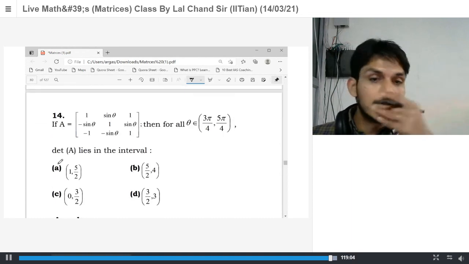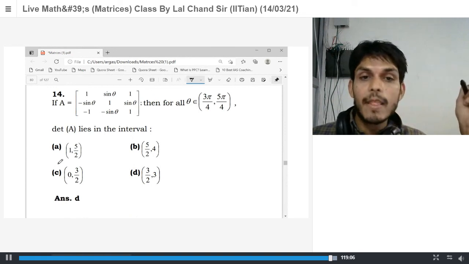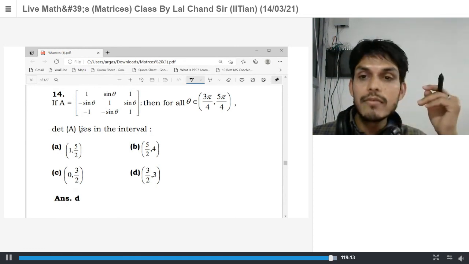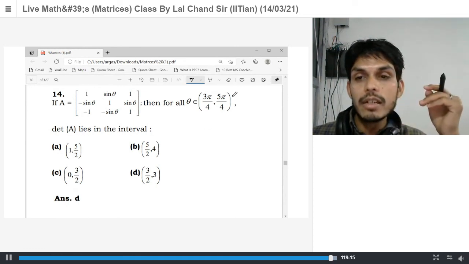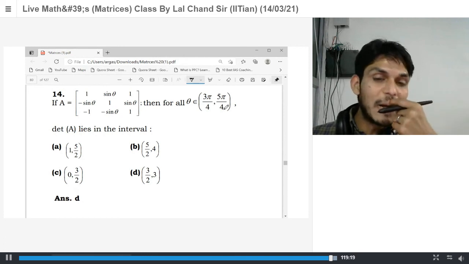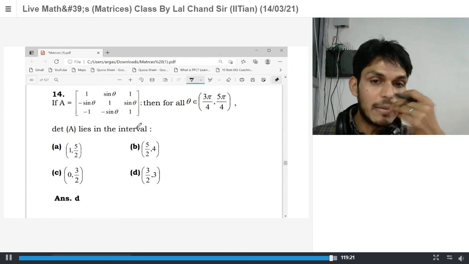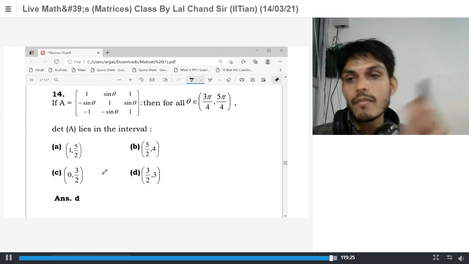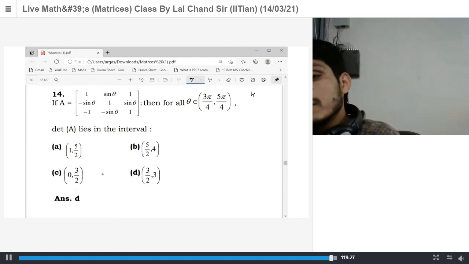Okay, note down this question 2. This is a matrix. You need to find the determinant of this matrix. Then you have to tell, for theta belonging to this particular interval 3 pi by 4 to 5 pi by 4, the determinant value of A lies in which interval? You have to identify the interval here. So note down this question 2 for homework.